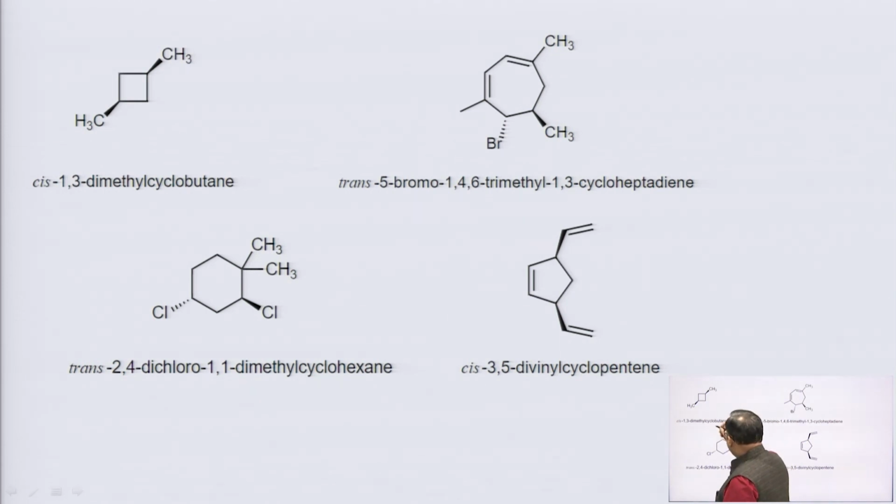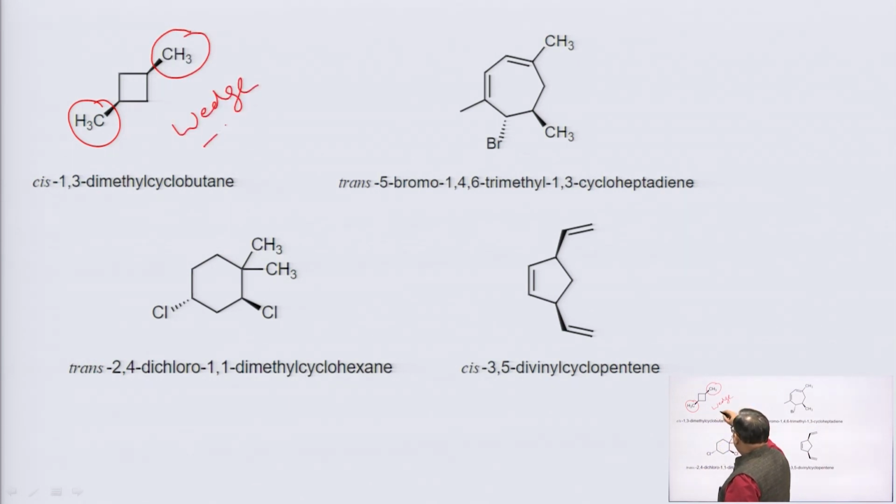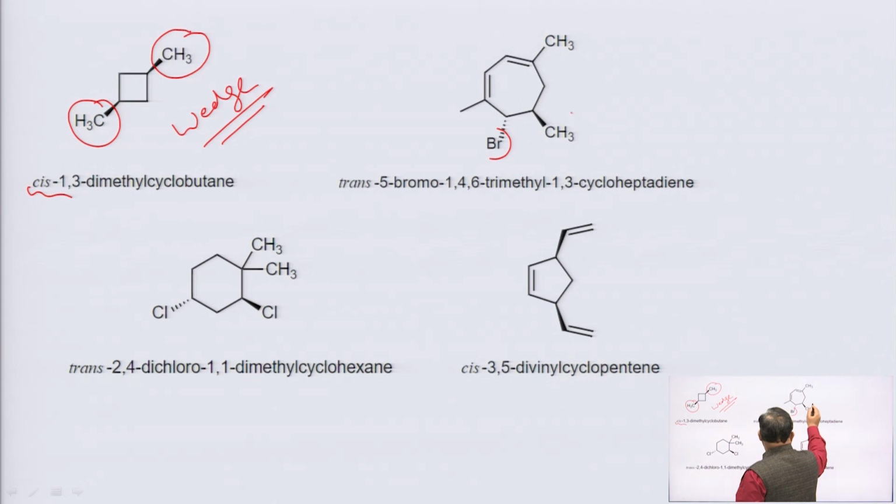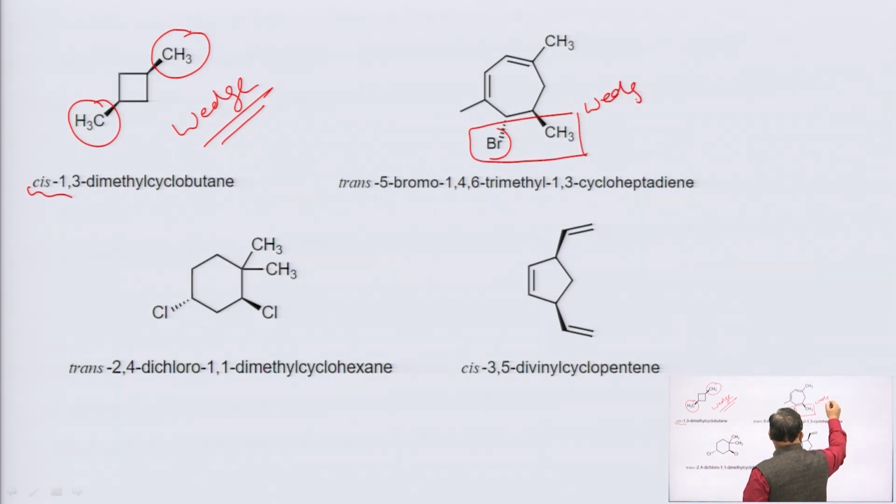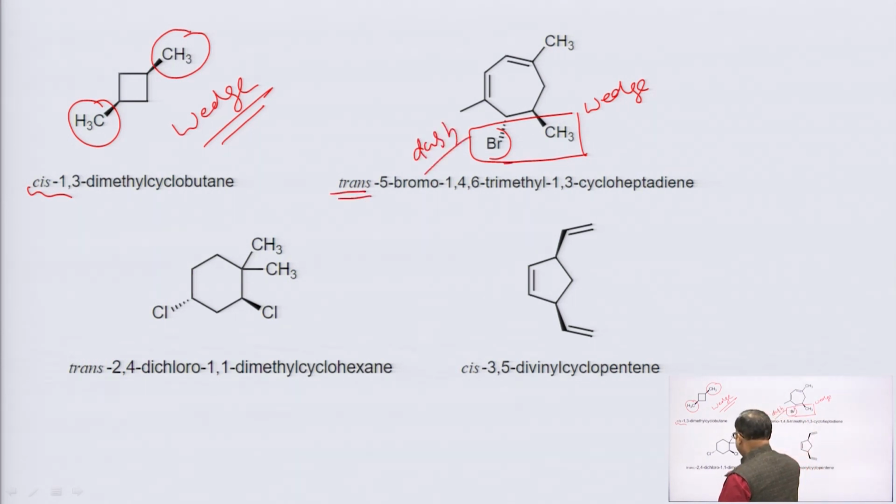This is one more example. In this example, both the methyl groups are facing the same way, and we are representing them by a wedge bond. So, this is cis. Here, this bromo and methyl group, one is represented by a wedge bond and another by a dash bond, meaning one is facing the other plane. So, that is representing trans. Again it is representing trans, and this one is representing cis.